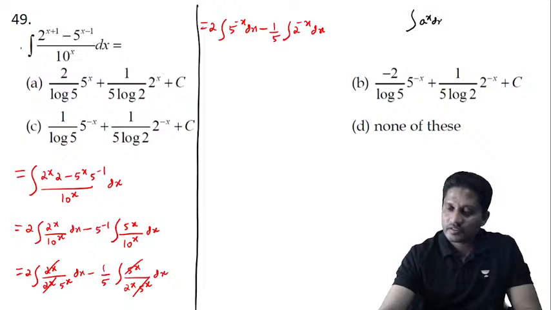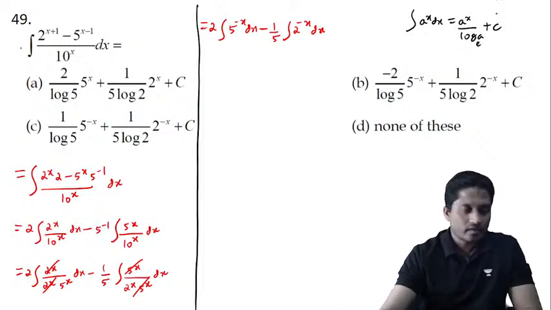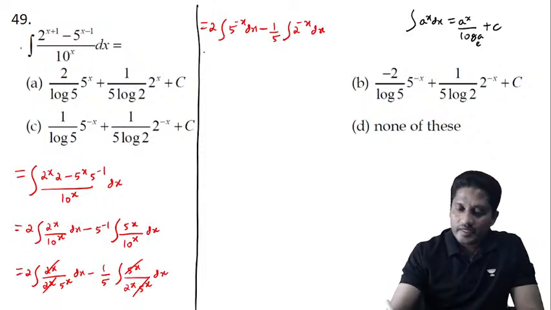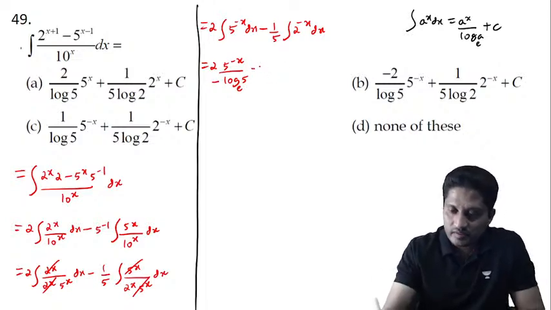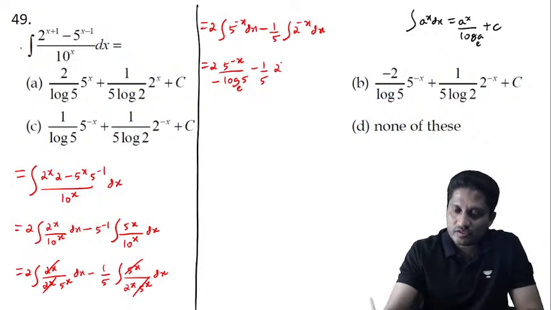Integration of a power x dx will be equal to a power x divided by log a to the base c. So if I use this formula, integration of 5 power minus x is 5 power minus x divided by log 5 to the base c, coefficient of x is minus 1, so divide by minus 1. Here also the same: 2 power minus x is 2 power minus x divided by log 2 to the base c, coefficient of x is minus 1, divide by minus 1, and plus c.